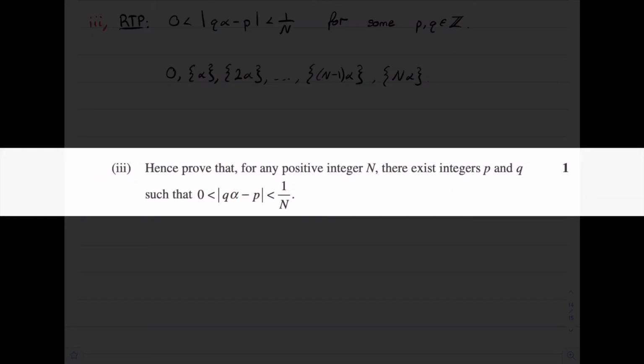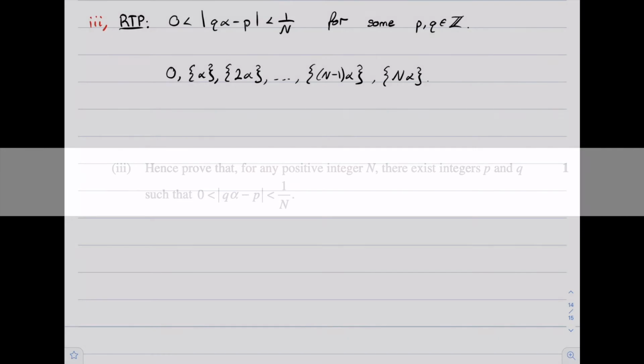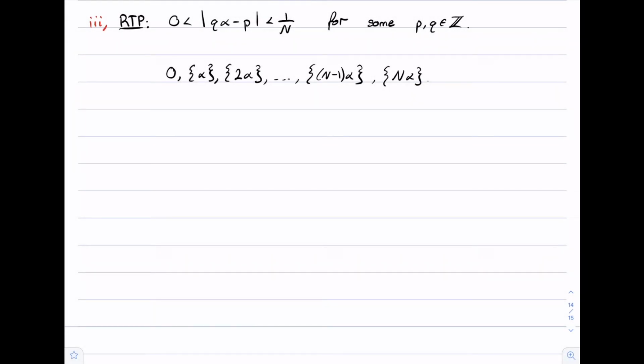Part 3. Hence prove that for any positive integer n, there exist integers p and q such that 0 is less than the absolute value of q alpha minus p, which is less than 1 over n. Alright, so the question says, hence prove that, which means that eventually we want to use the stuff that we proved earlier.